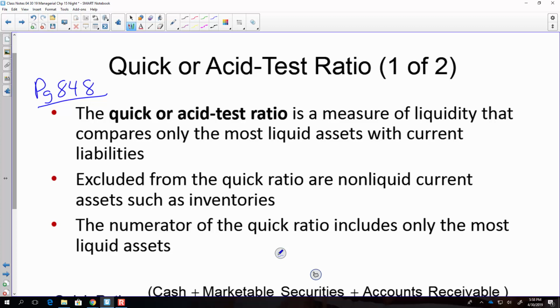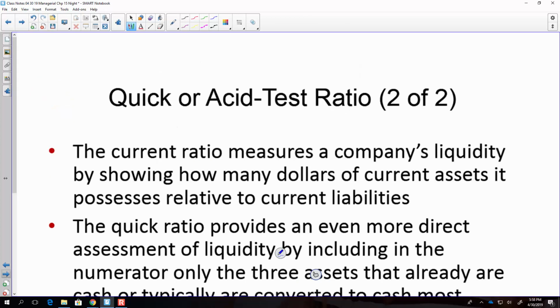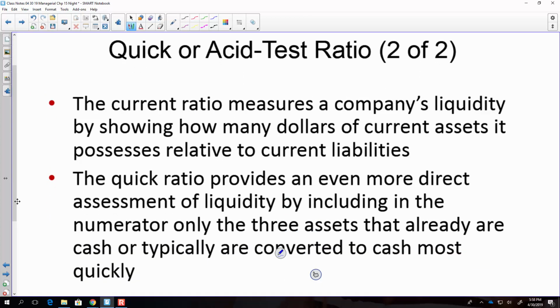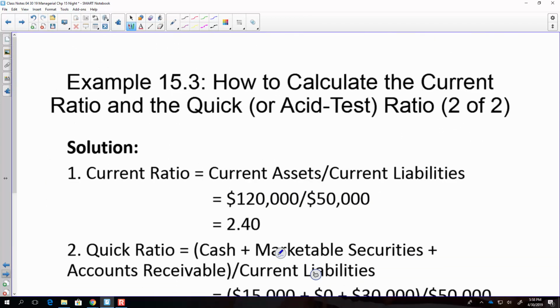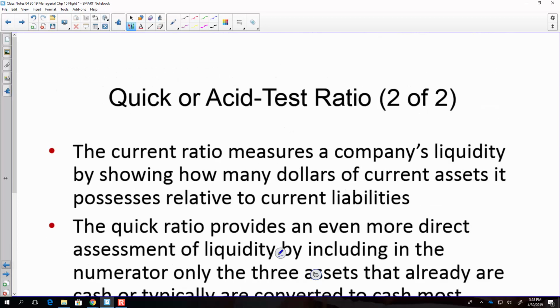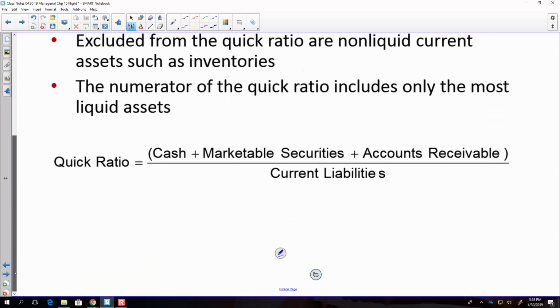We basically remove inventories from the list. So if you look at the formula for the quick ratio, where's my formula? Here it is. Sorry. This is on page 848. The quick ratio only has cash, marketable securities, and accounts receivable. No inventories. No prepaid expenses also in the quick ratio.